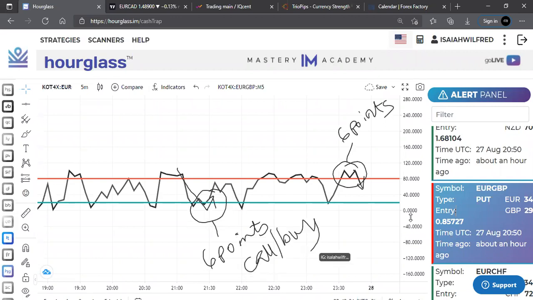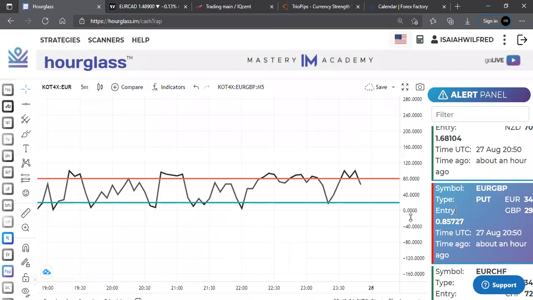Now, how many people understand it? How many of you understand? Right, so everybody understands.